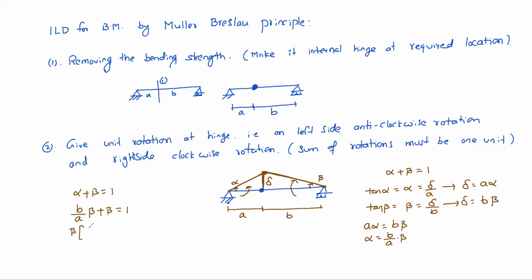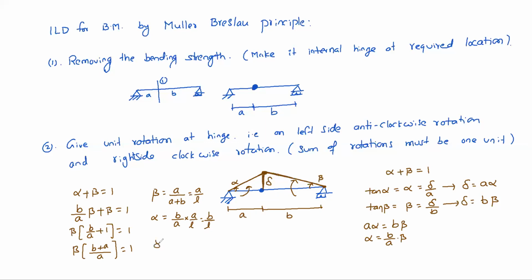Take beta common: beta into (B plus A) by A equals 1. From this, beta equals A by A plus B, that is A by L. Then alpha equals B by A into beta, where beta is A by L, so alpha equals B by L. So beta equals A by L, alpha equals B by L, and the sum is 1 unit.